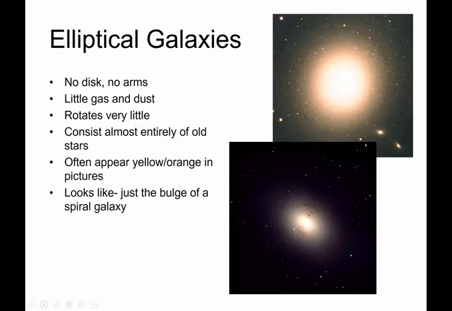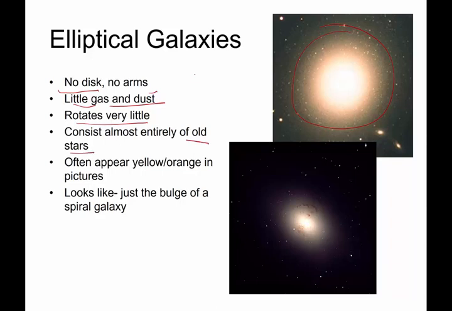Ellipticals. Remember, there are 6 types: spirals, barred spirals, and another one is elliptical. Now, elliptical galaxies have no disk, no galactic disk, and no arms. There's not a lot of gas and not a lot of dust in elliptical galaxies. They look like big globs of light out in space, but they're really made of millions and millions of stars, which is amazing. They have very little rotation, and they also consist almost entirely of old stars.